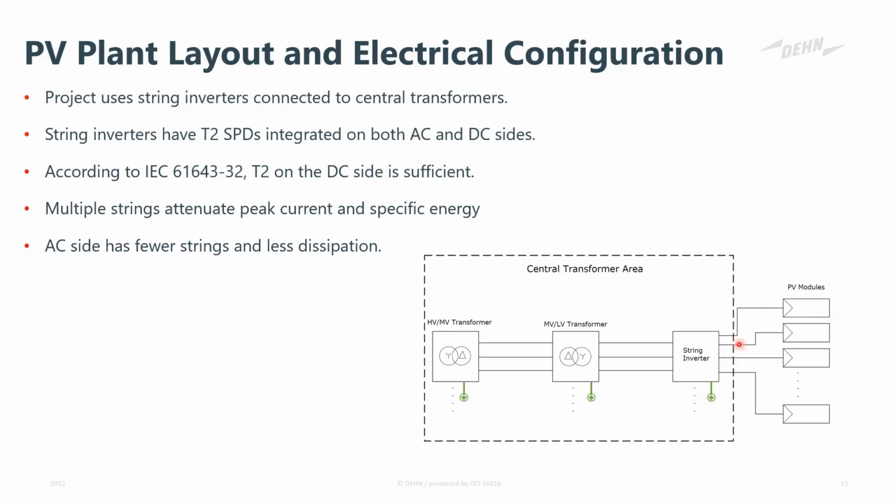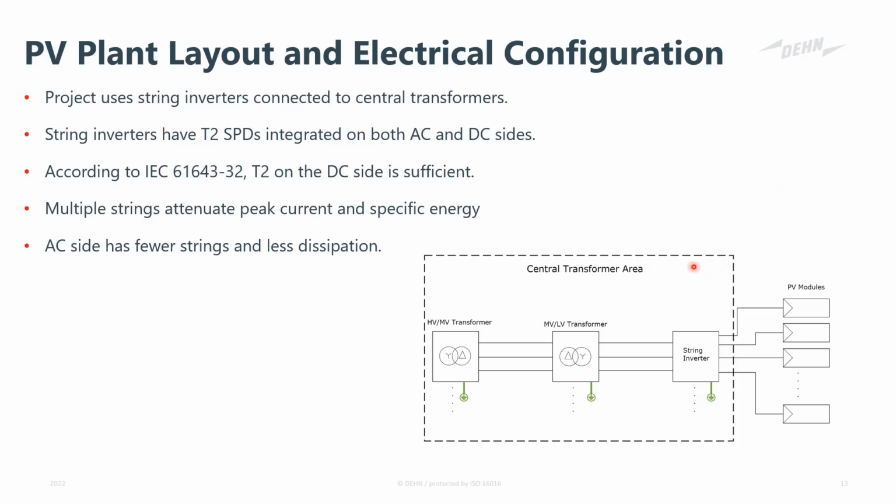So if you have induced surge or lightning strikes in this area, that energy will split between the 24 strings, and an attenuated effect will enter the string inverter, and the type 2s will be able to handle that and not be overstressed. However, on the AC side, you only have 3 strings, which means that you have less dissipation and less attenuation. And for that reason, you still need type 1 SPDs to be installed on the AC side of the string inverter and the low voltage side of the transformer.